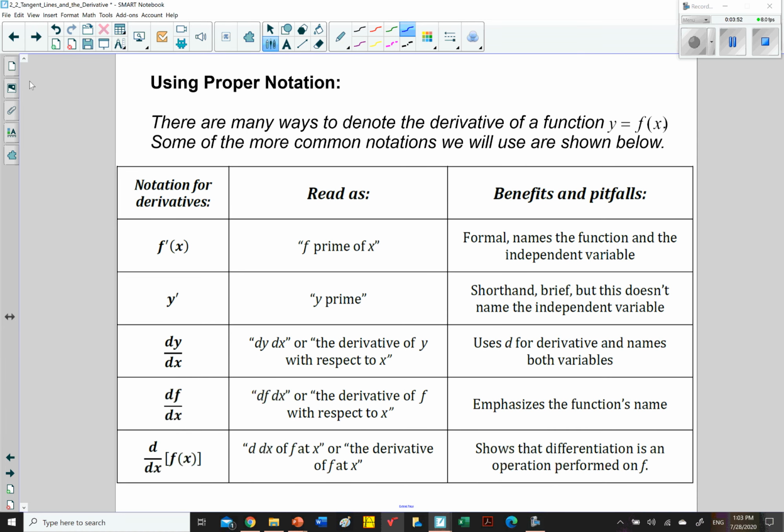On this slide, you see the different notations and how to read them. So I'm giving you this just as a reference to go back to. f prime of x, y prime, dy dx, which means the derivative of y with respect to x, and so on and so forth. All of these are perfectly legitimate methods for writing the derivative in our course.